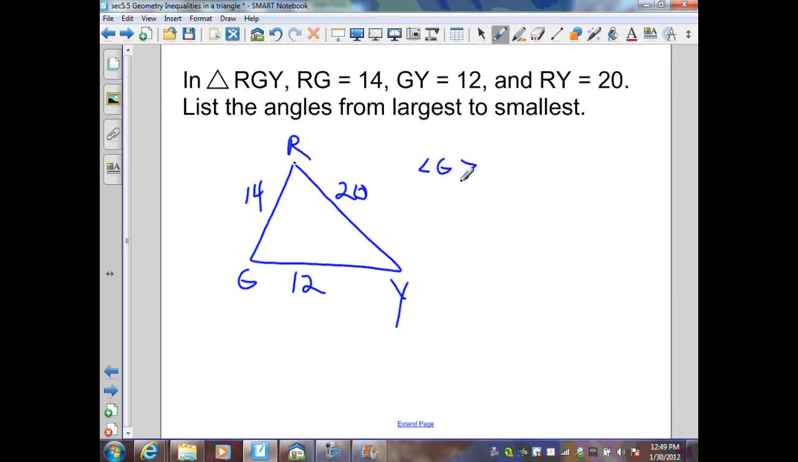And that angle is bigger than the other two angles, and between those two angles, RG is a longer segment than GY. Therefore, angle Y is next. And the smallest angle must be angle R. Now they're ordered. Angle G is greater than angle Y, which is greater than angle R.